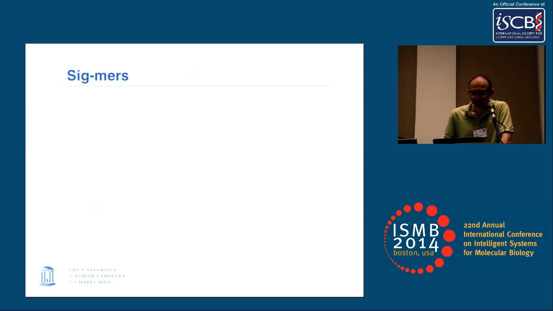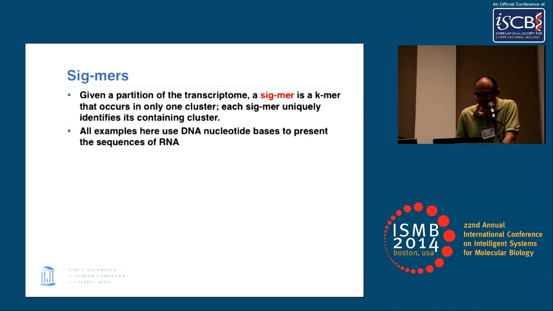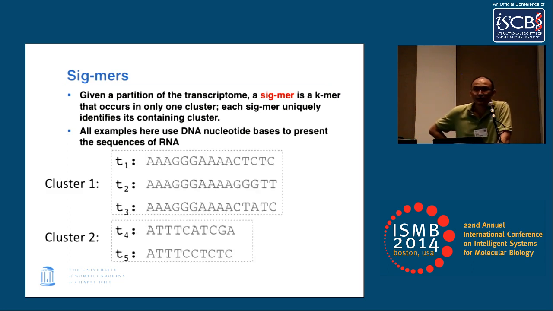Based on this idea, we came up with a concept called sigmers. We first depend on the definition of a partition of a transcriptome, where we partition transcripts into different groups. A sigmer is a k-mer that occurs in only one cluster. So each sigmer uniquely identifies its containing cluster. Here's an example. It's a transcriptome of 5 transcripts. We put the first 3 transcripts into one cluster, and the last 2 into the second cluster.